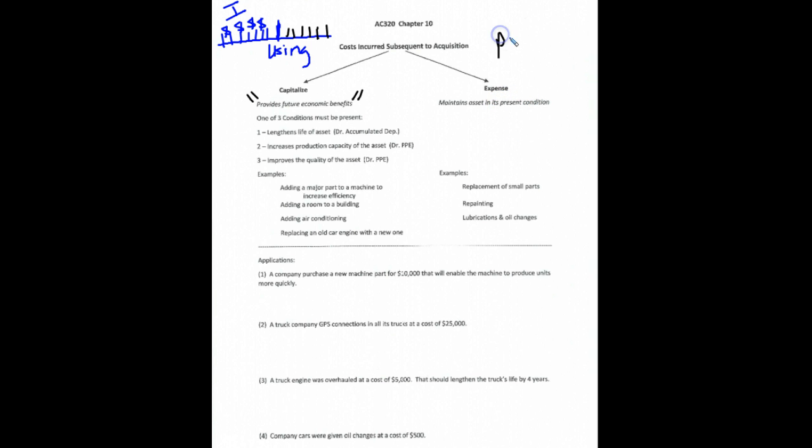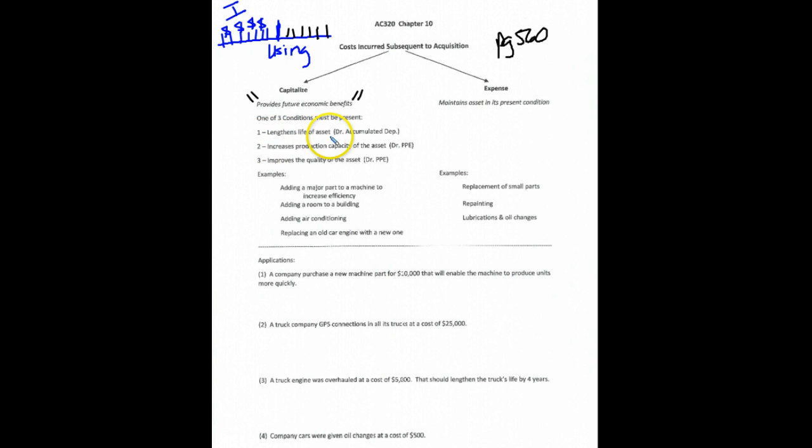I'll just make a point, on page 560 of your textbook, where it illustrates how to account for costs subsequent to acquisition. I found that a little bit confusing, so I'm going to encourage you, let's keep it simple. Let's not worry about whether we define the cost as an improvement or a replacement or something like that. Let's just look at the two categories here. If that cost provides future economic benefits, we're going to capitalize it, and if it doesn't, we'll expense it. Now, in order for it to provide future economic benefits, one of these three conditions has to be met.